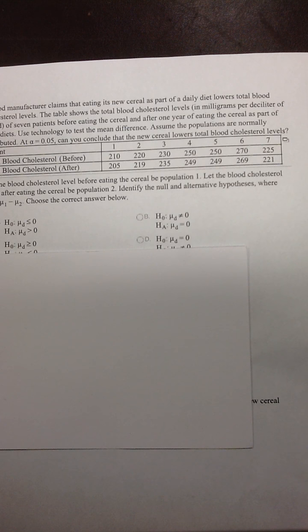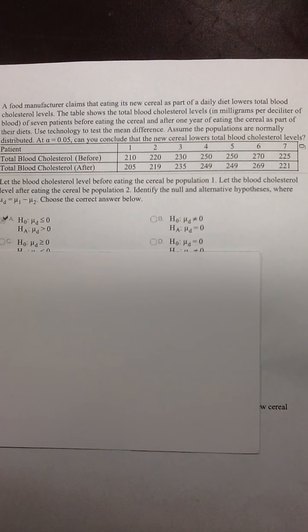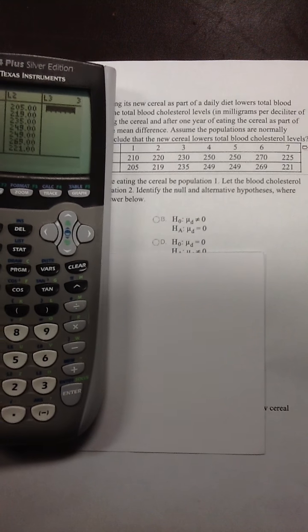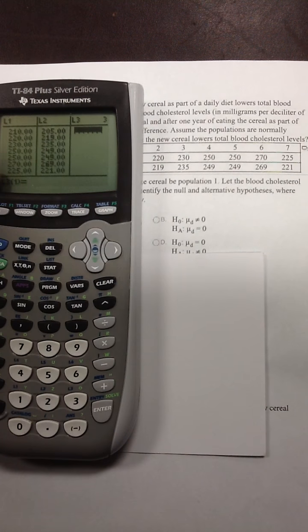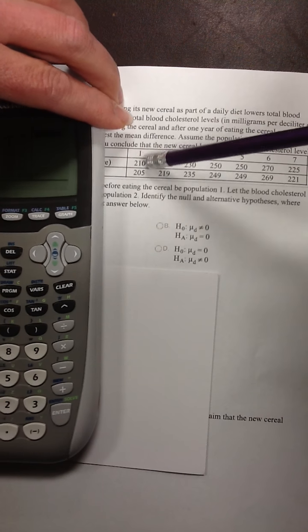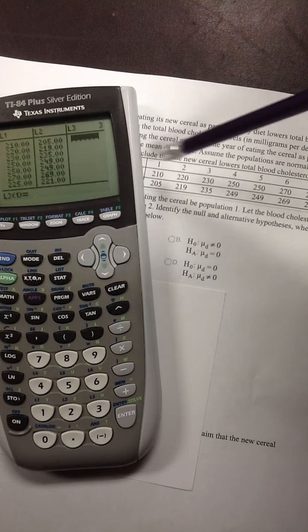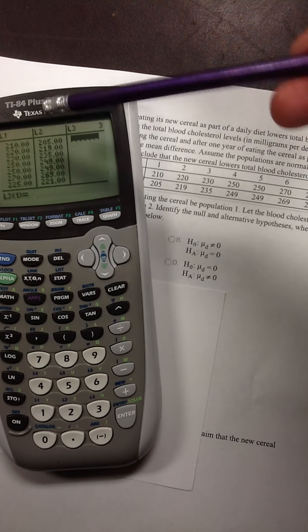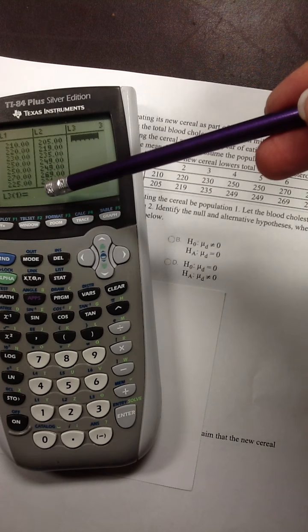Now, your numbers will be different than the numbers generated here. However, I want to show you how you can enter these in on the calculator and make it do the work for you. And so what I have done is I have taken my calculator and I have actually put those into list 1 and list 2. So the first sample, starting with the 210, I put that in list 1, and then the second row across I put in list 2.